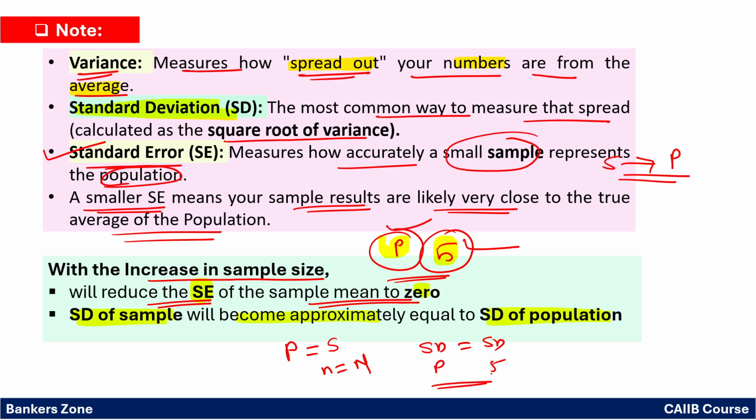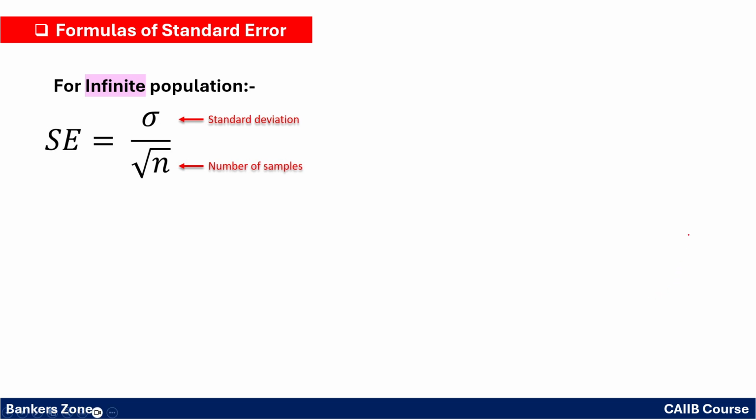Very simple. So ideally, what should be the ideal position? The maximum number of samples should be chosen, right? Now see, formulas for standard error. See, for finite population, infinite means what?